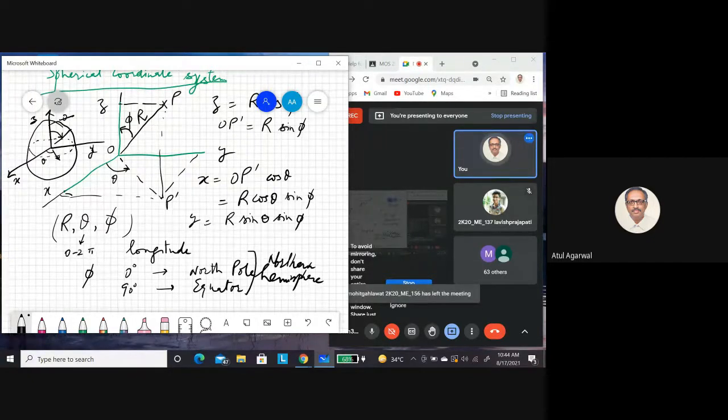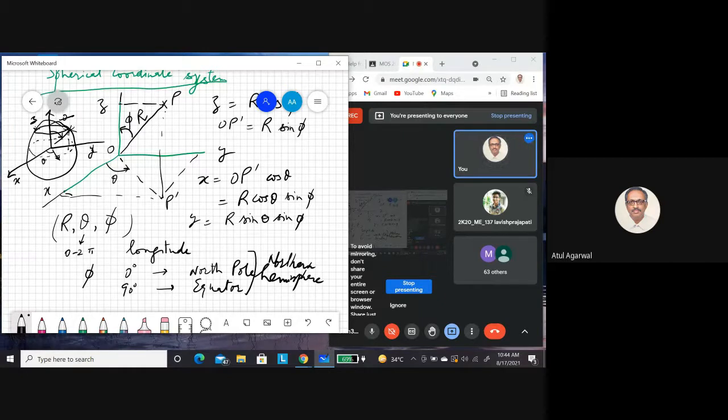Now, if you have any point here, you draw a projection onto the horizontal plane. So you will have an angle theta, and so your coordinates will be decided by r, theta, phi. Suppose you are here, and what happens? So this is a circle, kind of a circle here.